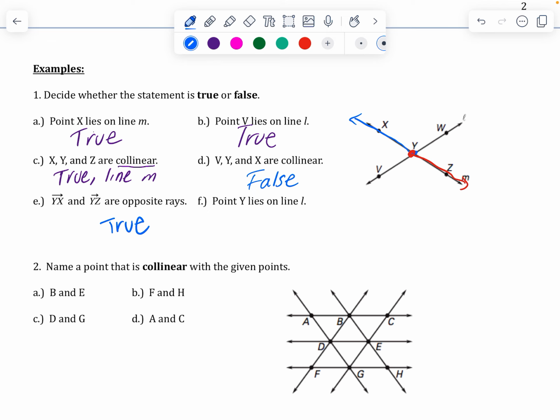So it's important that they not only go different directions, but they go complete opposites so that they form a straight line. And point Y lies on line L. This is line L. Point Y is in the middle there. It lies on both lines, but it does lie on line L. So we're going to say true.